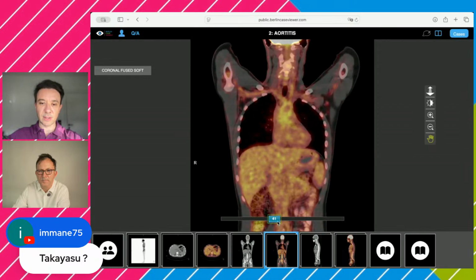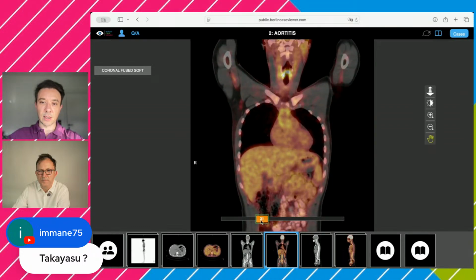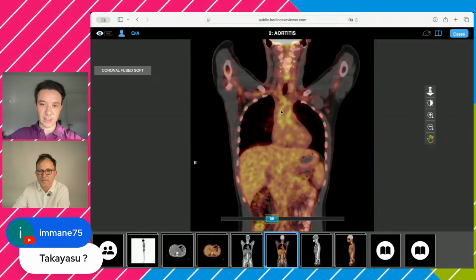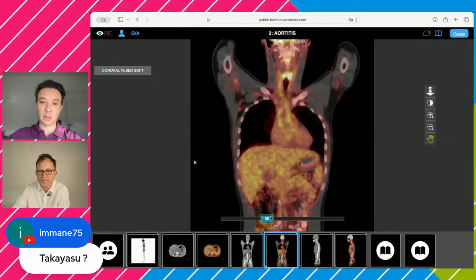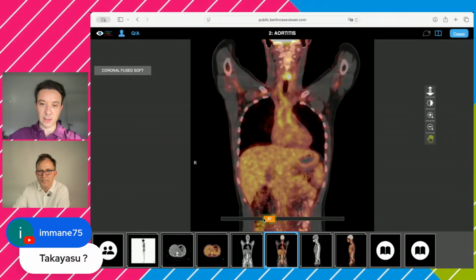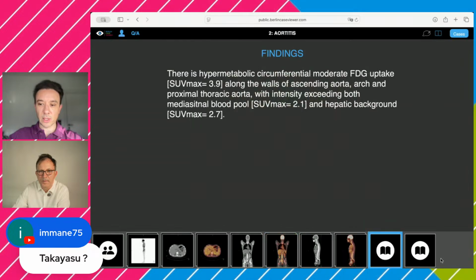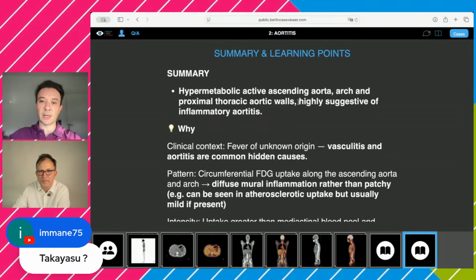Now, some use the criteria for an established diagnosis of vasculitis, but you can also use it if there is no diagnosis, to suggest that this might actually be aortitis or vasculitis. So here we can see the uptake in the walls. It is circumferential. It can also be patchy, but the most common presentation is a circumferential diffuse uptake in the walls, definitely higher than the mediastinal blood pool and relatively higher than the liver activity. This is why I said it is highly suggestive of inflammatory aortitis.